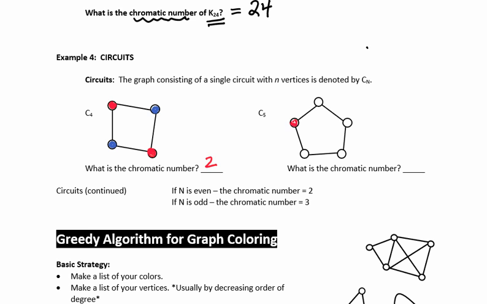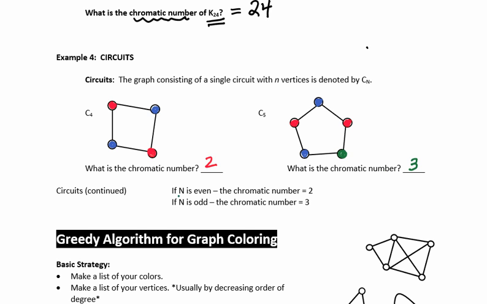C5: if I make this one red, this one can't be, but this one could be. This one can't, and this one can't. I could make this one blue and this one blue, but then this guy down here is going to have to be a 3rd color. So C sub 5 is going to be 3.